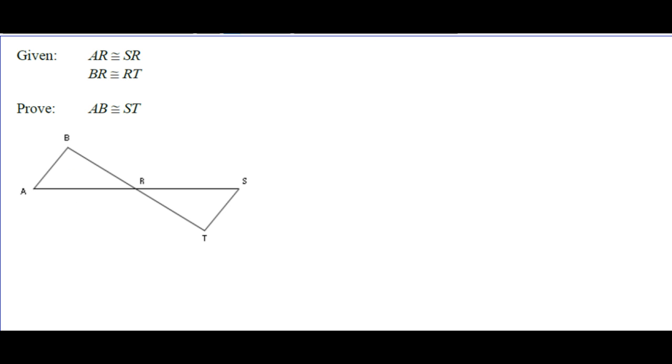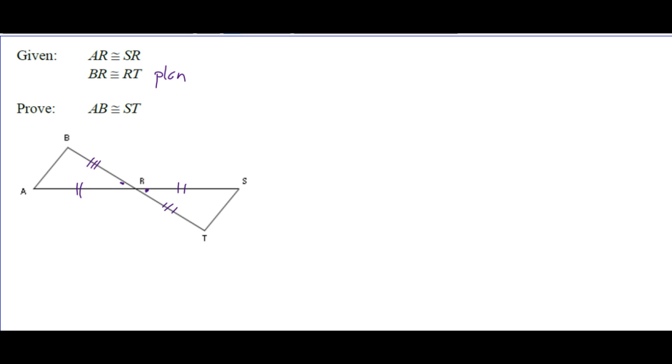Given AR, now the two separate triangles aren't intermingled, so we can label on the diagram and it should be fairly obvious. AR is the same as SR. BR is the same as RT. And prove that AB is the same as ST. I think this angle is the same as this angle, and you can tell me why those are the same. Because they are vertically opposite angles. So we don't need parallel lines, we just need two lines that cross, and we know the vertically opposite angles are equal. So we've got side angle side. That's how we're going to prove this. That's the plan.